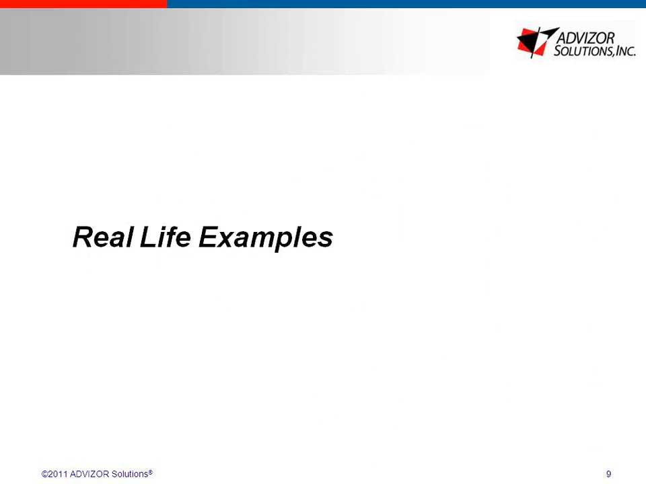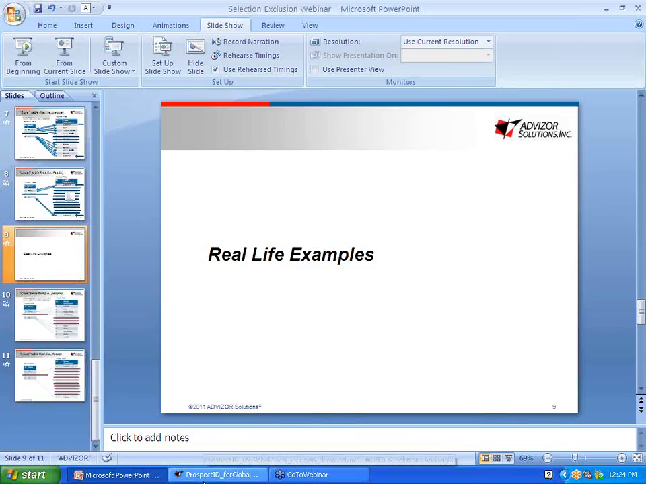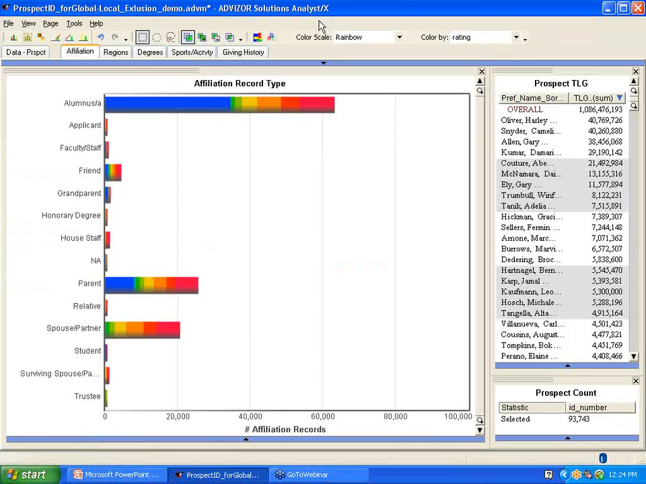So I'm going to escape out of PowerPoint and move into ADVIZOR. So this is one of our prospect identification demo dashboards. We've got some disguised data here, but this is going to take those two concepts that we just walked through and put them into real-life practice. What I'm looking at right now is an affiliation page on this dashboard. I've got my list of prospects over here on the right and their total lifetime giving, so I can see my highest prospects up here, and then it goes down to the lower ones. In total, I'm looking at 93,743 prospects. And then I've got their affiliations laid out over here on the left.